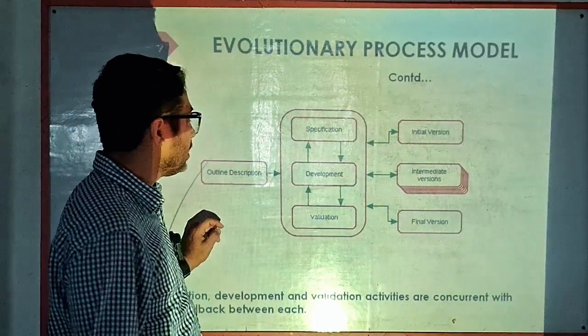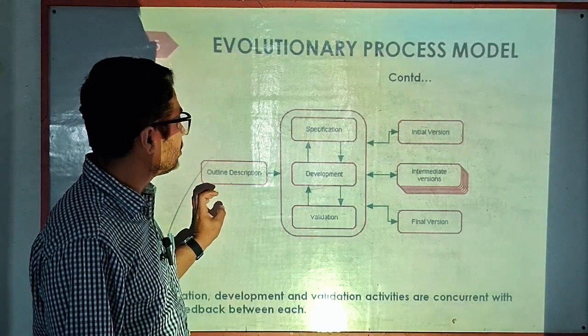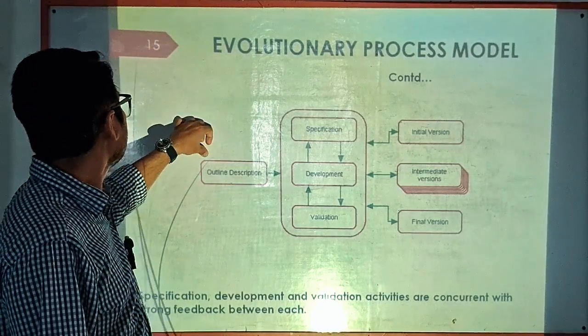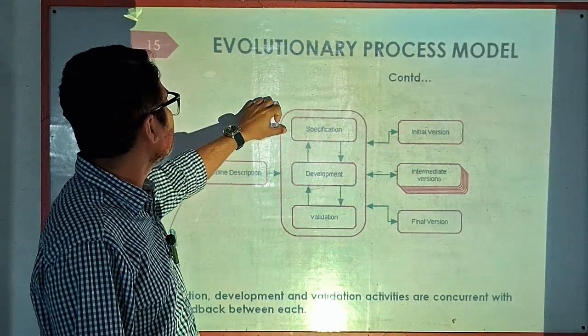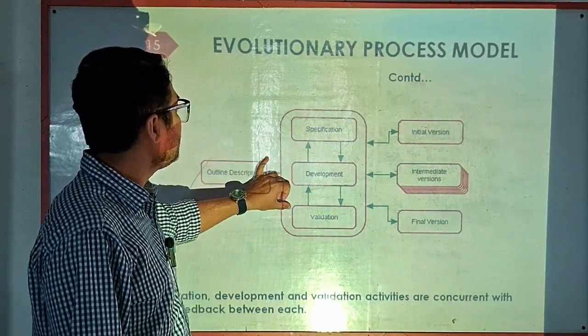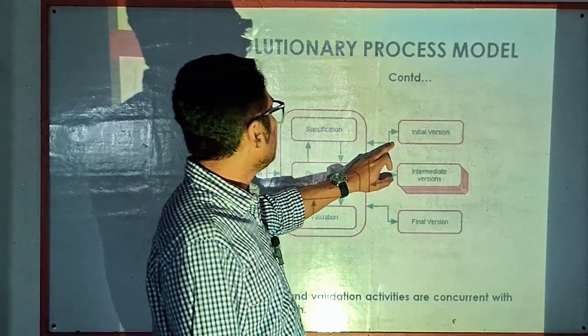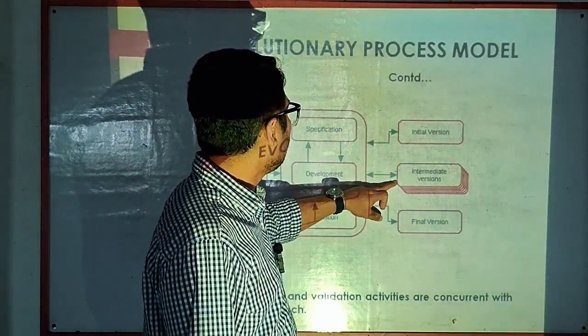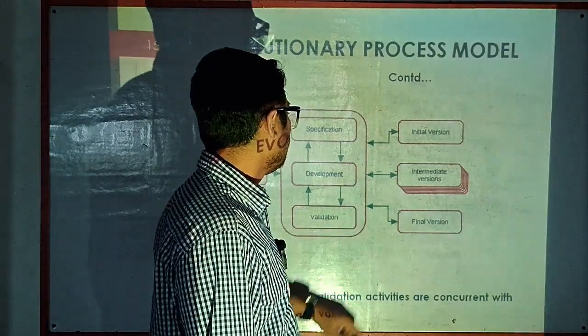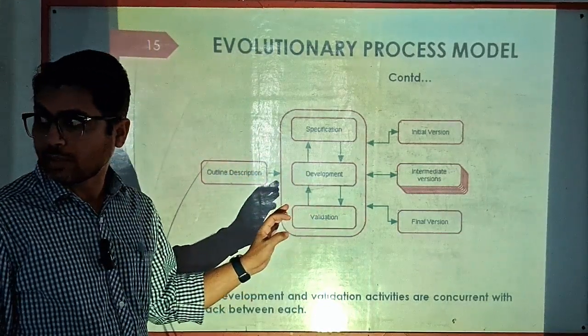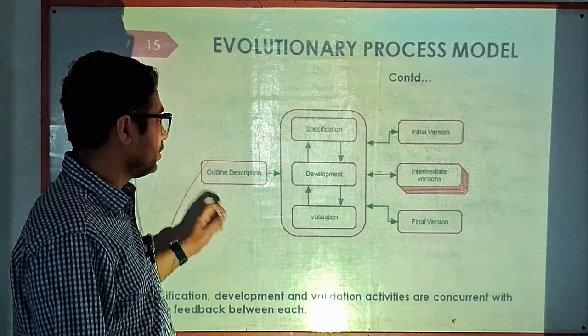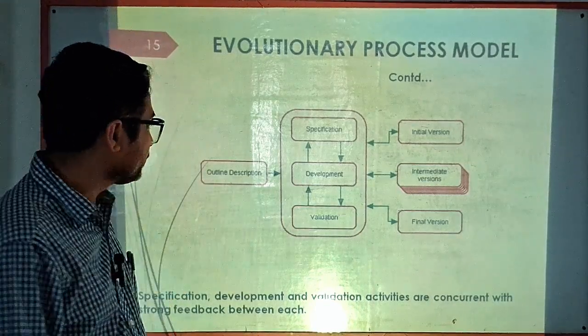So let's see the diagram of the evolutionary process model. The first step is the outline description. The second one is specification, development and validation, and the third is the initial version, intermediate version and the final version. So these are the basic fundamentals of the model.